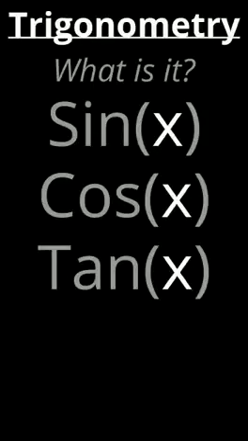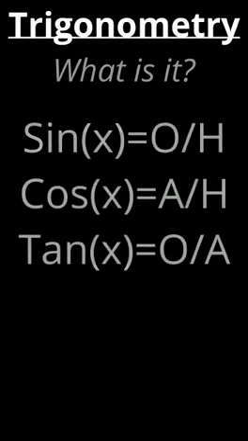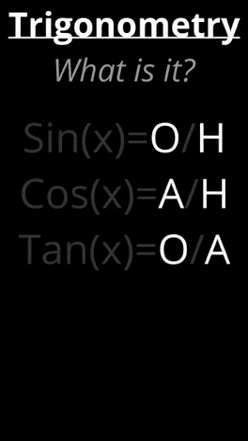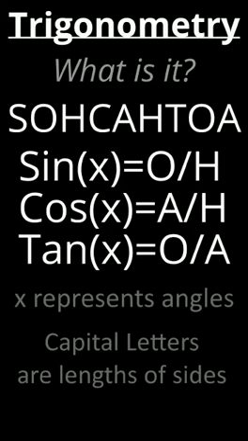That number is usually an angle. We'll get into a bit more of that when we actually start doing some examples, but x usually represents an angle. The capital letters O, H, and A represent the length of sides. Again, we'll get into more of that when we start doing examples, but just know that x represents an angle and the capital letters represent the length of sides.